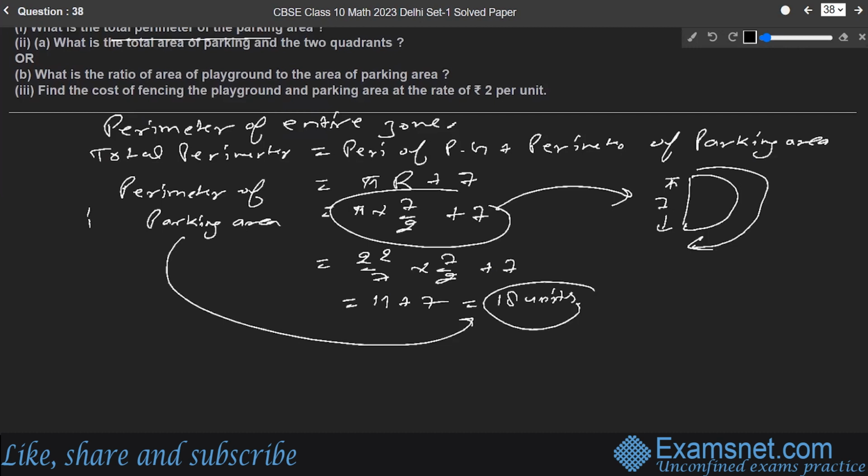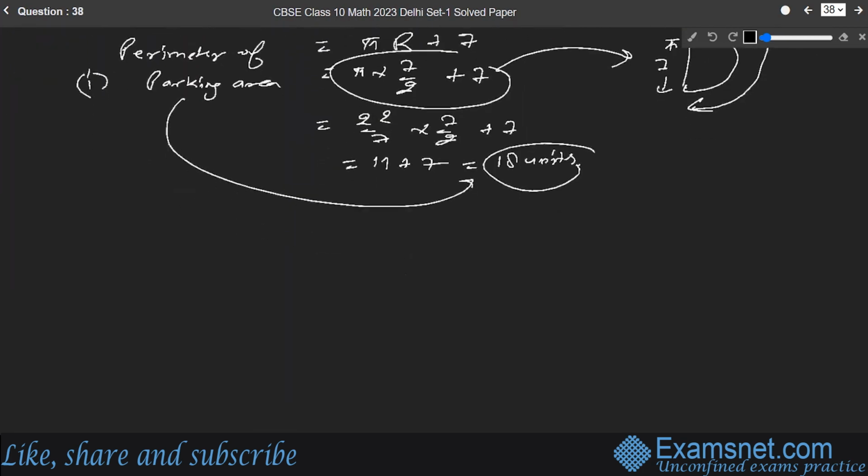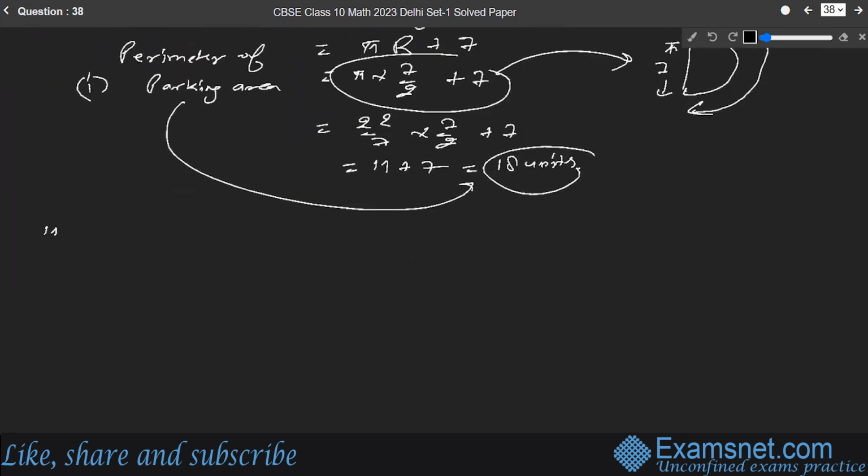Now this was the first part, the perimeter of the parking area. The second part is: what is the total area of the parking and the two quadrants? We are supposed to know the total area of the parking and the two quadrants. So let us do the second part. First, the radius of the quadrant is already given in the question. 2 units is the radius of the quadrant.